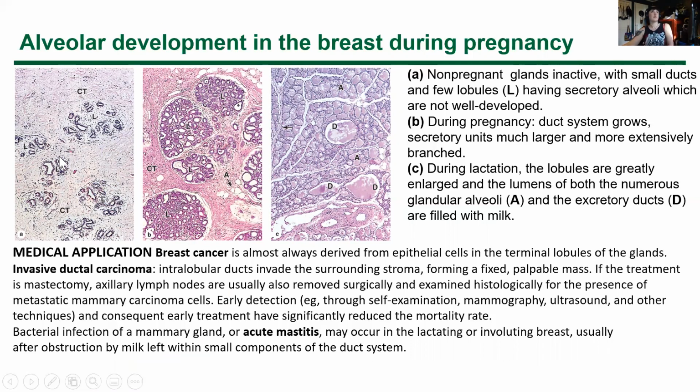So this is what this looks like during pregnancy. As you can see, there's some big changes. So we do have all this stuff, but the glands really develop during pregnancy and lactation to become much more robust. And as you can see in the ducts here, we've got the colloid, which is milk.